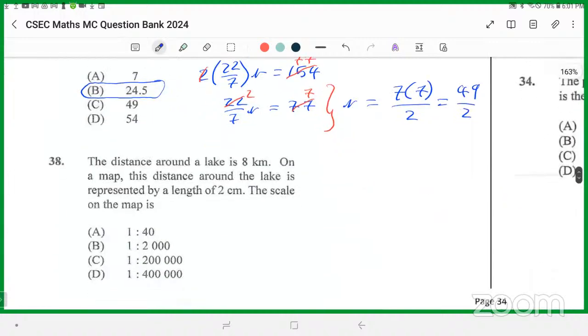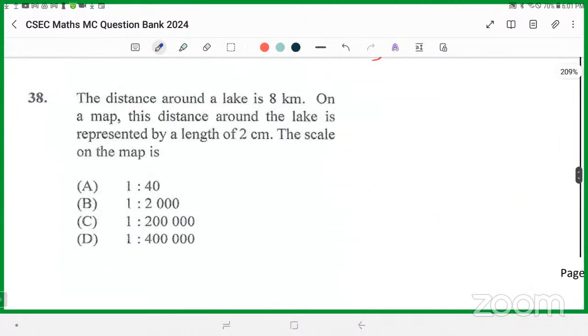Ridiculous. All right, this question says, the distance around a lake is 8 kilometers. It says on a map, this distance around the lake is represented by a length of 2 centimeters. What is the scale of the map? So what it means is that 2 centimeters to 8 kilometers is the scale. To get it down to numerical values like that, you need to make the 2 units become the same. So first I'm going to divide by 2, because both sides can be divided by 2. So 1 centimeter is equivalent to 4 kilometers.